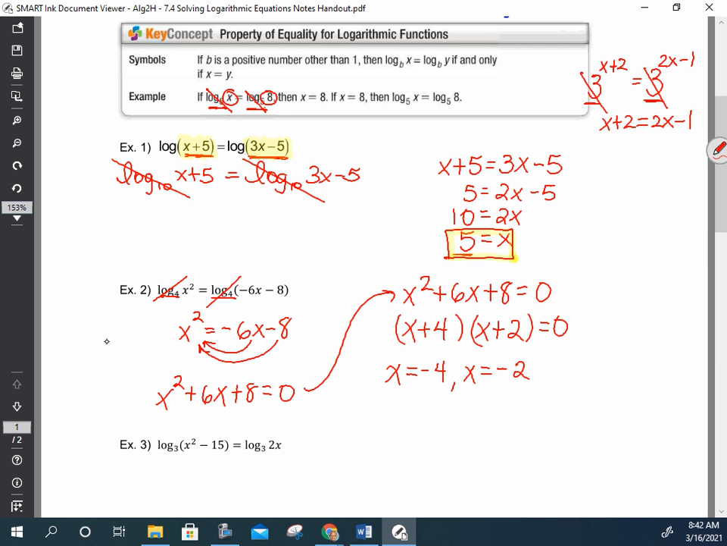-4 squared is positive 16. -6 times -4 is 24. 24 minus 8 is positive 16. So -4 we know is valid. -2 squared is 4. -6 times -2 is 12. 12 minus 8 is 4. That one's also valid. So both of them checked out.